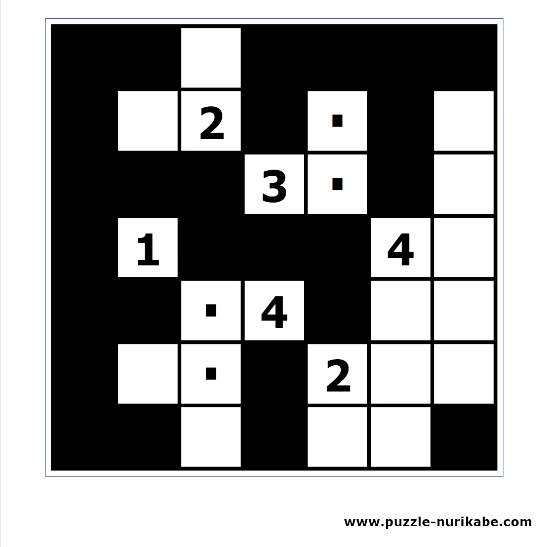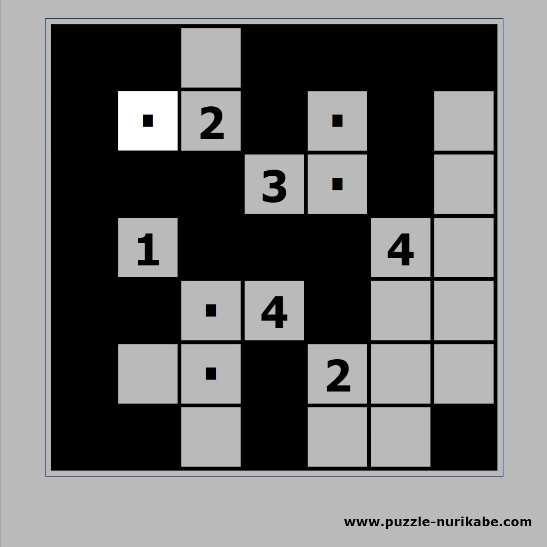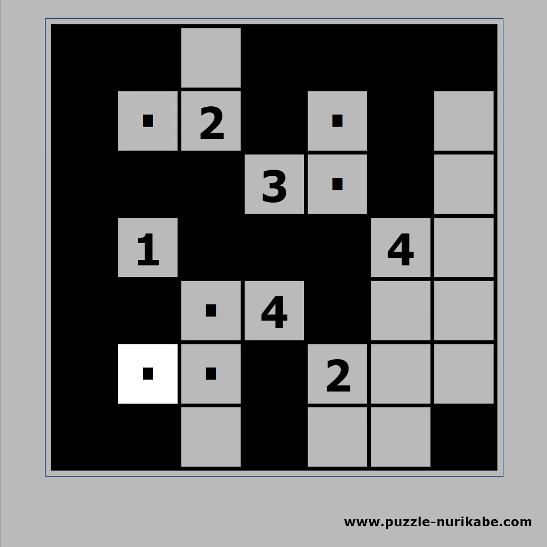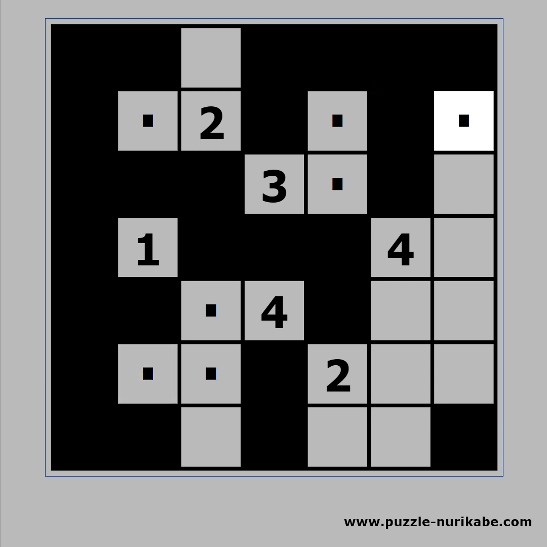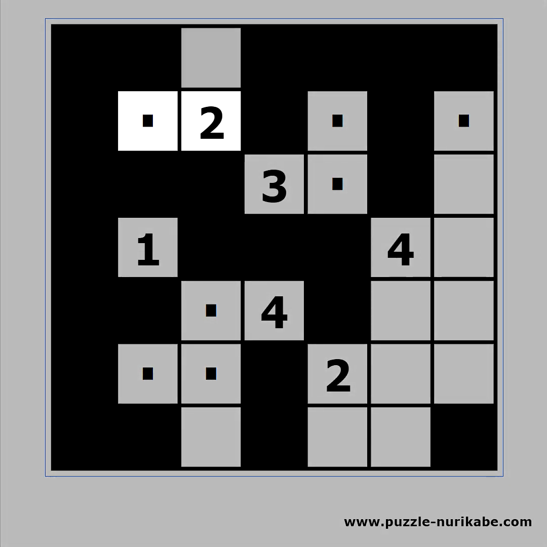There is a rule that 2 by 2 black areas are not allowed. Look for places where that may happen and place a dot to prevent it. This 2 is already completed, so we can surround it with black cells. Same goes for this 4.